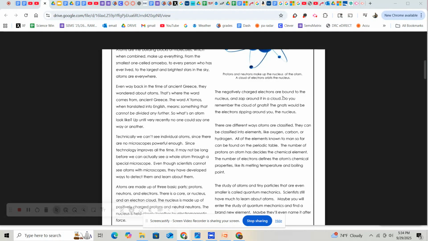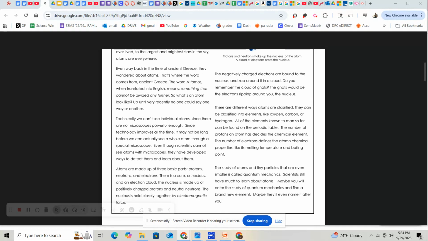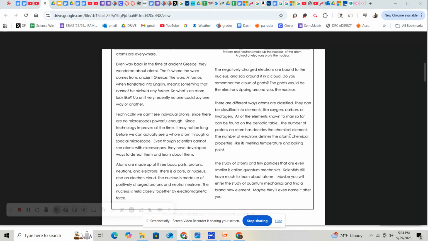There are different ways atoms are classified. They can be classified into elements like oxygen, carbon, or hydrogen. All of the elements known to man so far can be found on the periodic table. The number of protons an atom has decides the chemical element. The number of electrons defines the atom's chemical properties, like its melting temperature and boiling point.